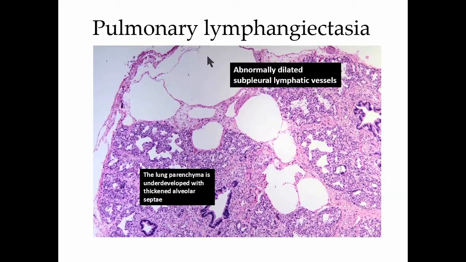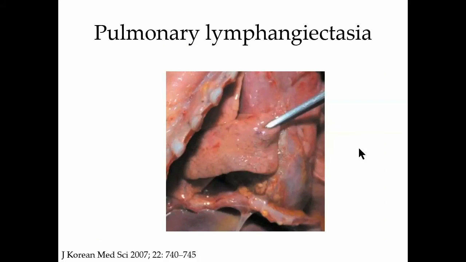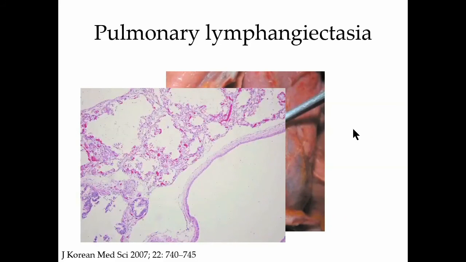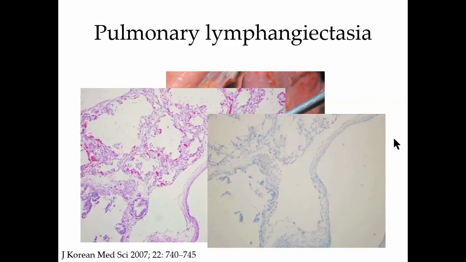Here you see the really abnormally dilated subpleural lymphatic vessels. This is what the cut surface of such a lung would look like, and you can see the chylous pleural effusion dripping off of the lung at the edge of the figure here. This is what it looks like under the light microscope. Again, big dilated regions of what would otherwise be normal locations of normally numbered lymphatics.